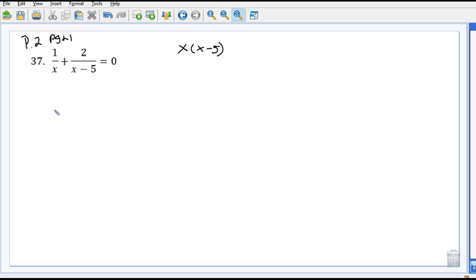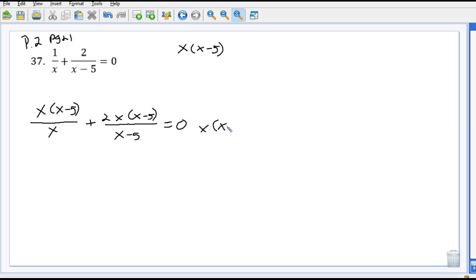Alright, so the first one is going to be x times x minus 5 over x, plus 2 times x minus 5 over x minus 5, and then we're going to say that equals 0 times x minus 5. Alright, so what happens here is that these x's are going to cancel out. That's good. The x minus 5 and the x minus 5, these cancel out. Alright, so then with the zeros, we're multiplying everything together, so that's going to be 0.